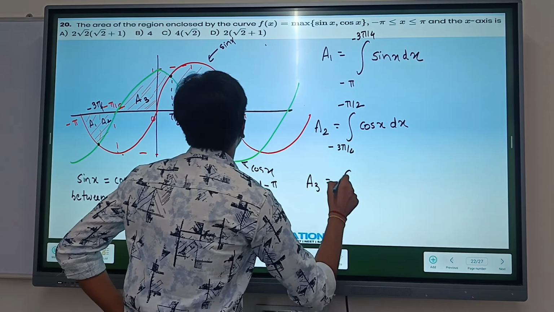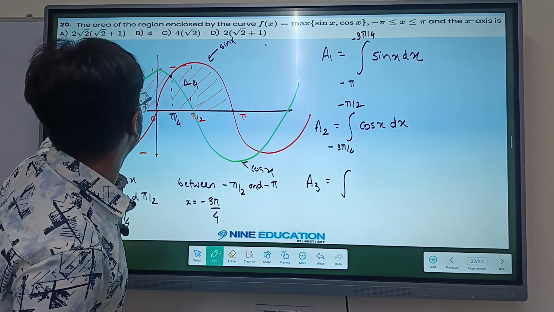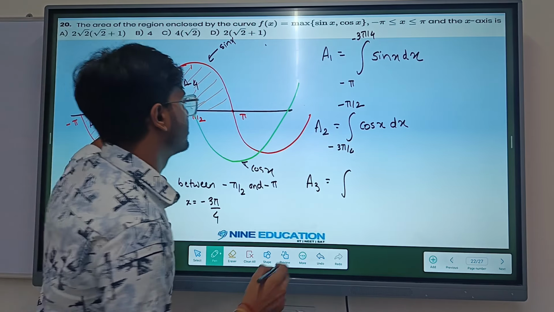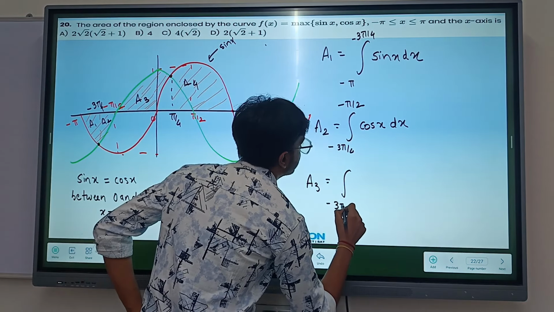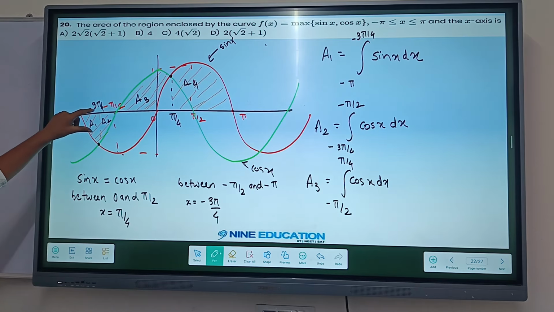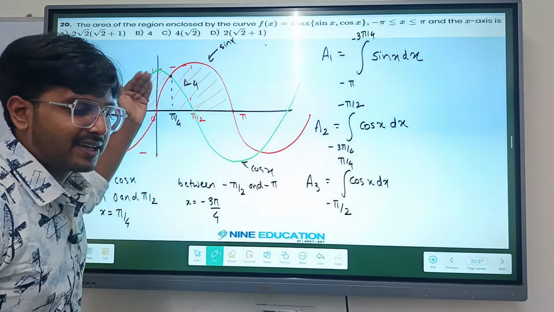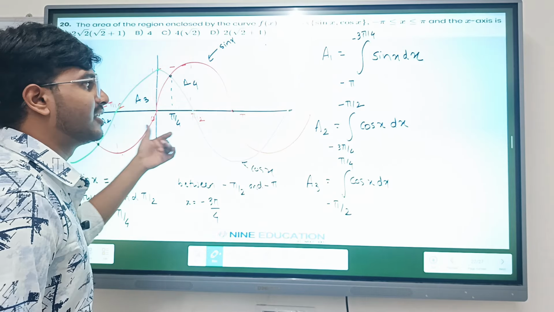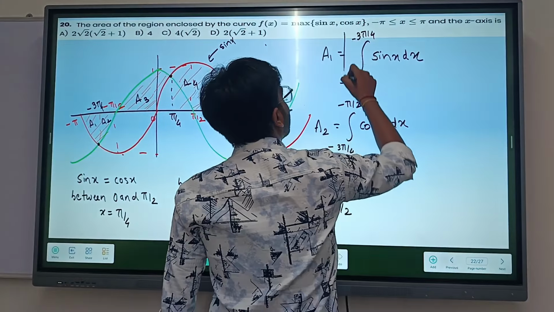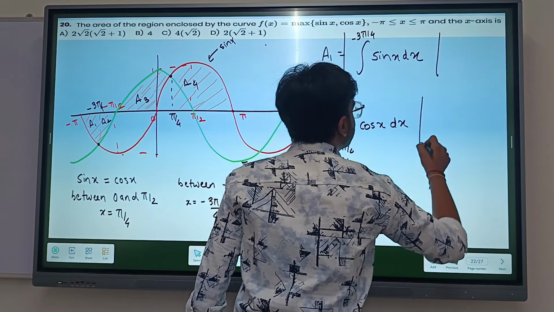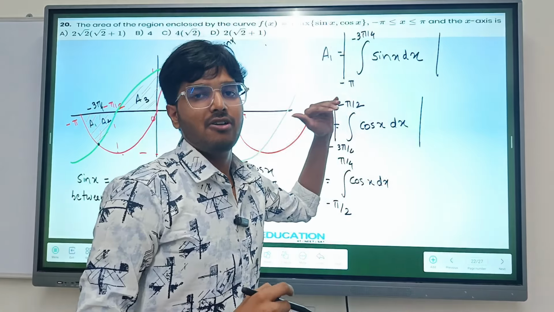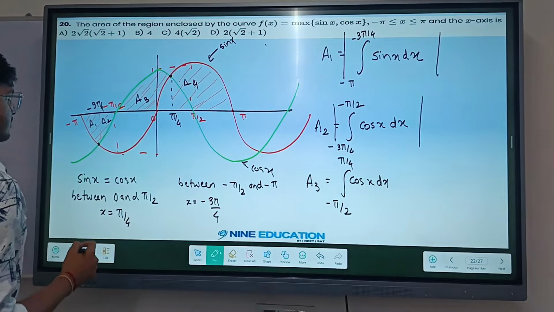A3, area A3, that is minus pi by 2 to pi by 4, where the maximum function is again the cos x function, cos x dx. Why are we taking it separately? Because from minus 3 pi by 4 to minus pi by 2, it is below the x-axis. Below the x-axis means the definite integral will give you a negative value. For area, you have to take a mod, because it may give a negative value.